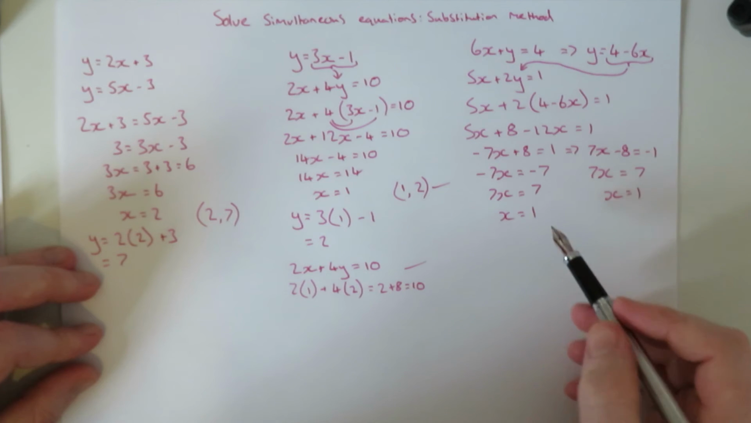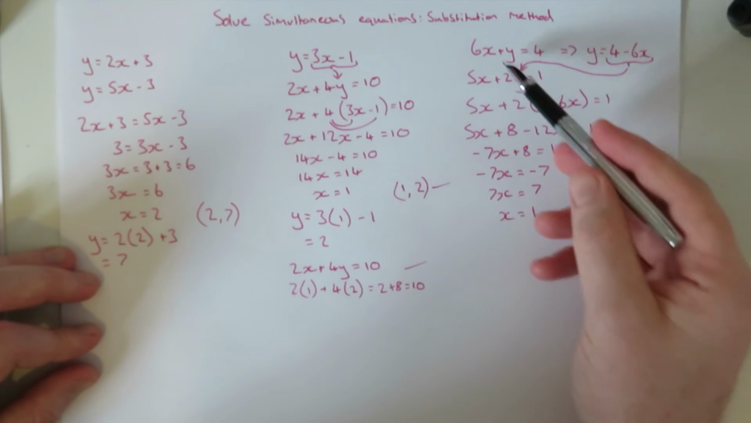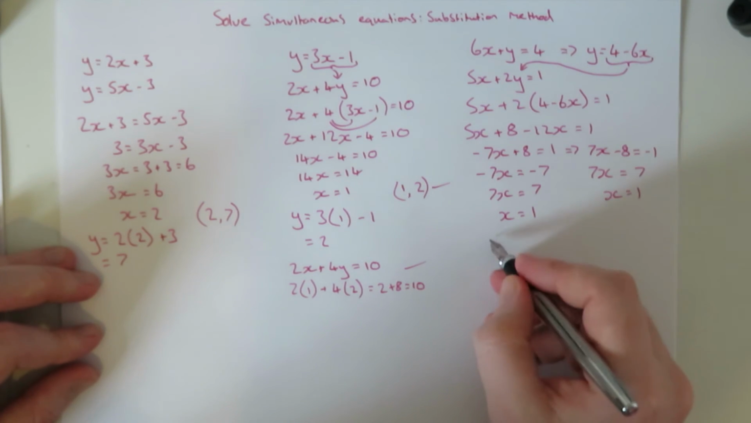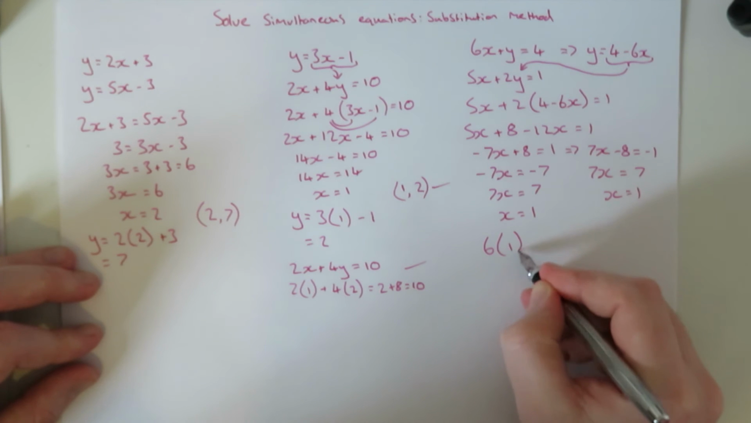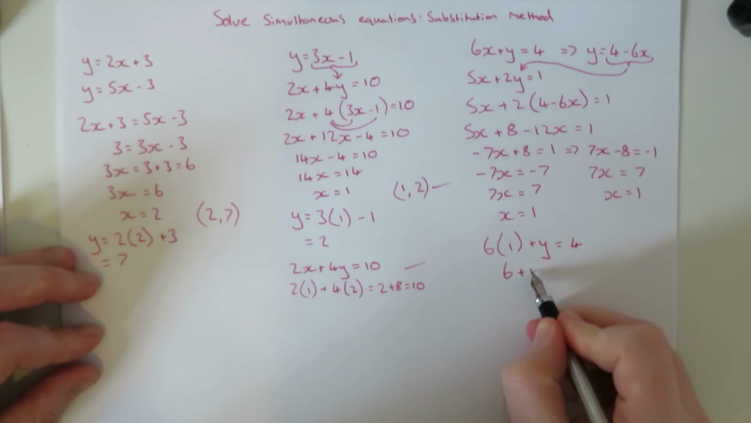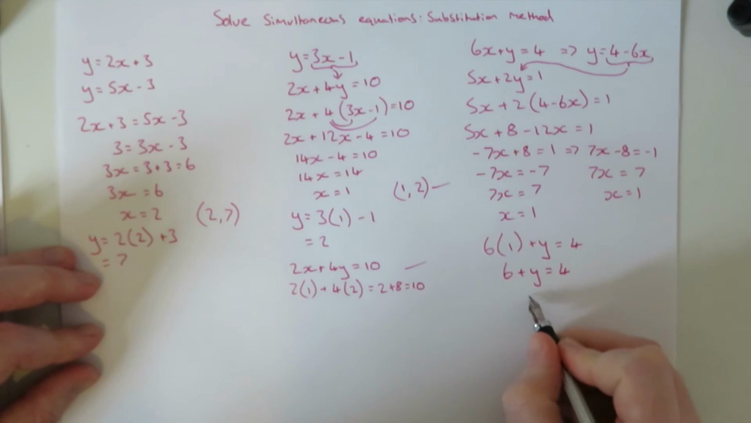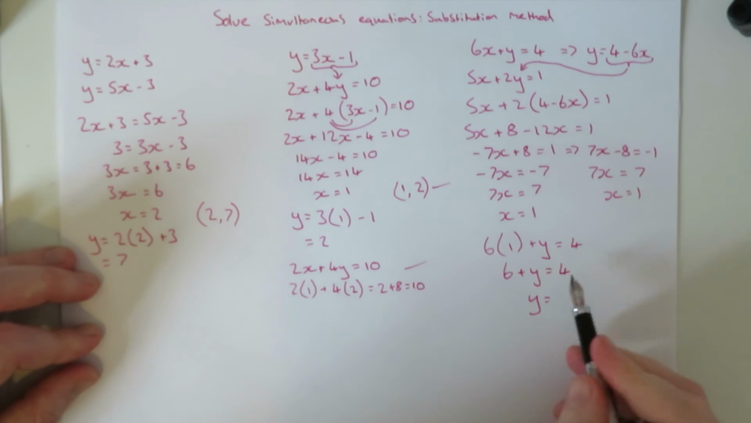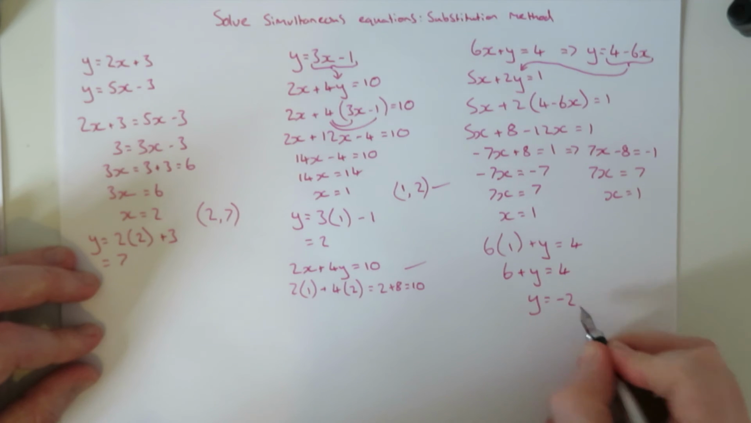So once you've worked out this value of x here, you can substitute it into our first equation. 6 lots of 1 plus y is equal to 4, so that's 6 plus y equals 4. Subtract 6 off both sides, y is minus 2.